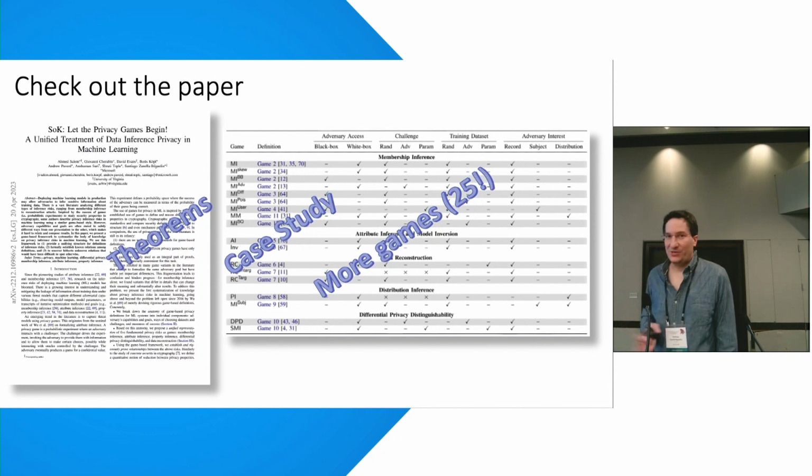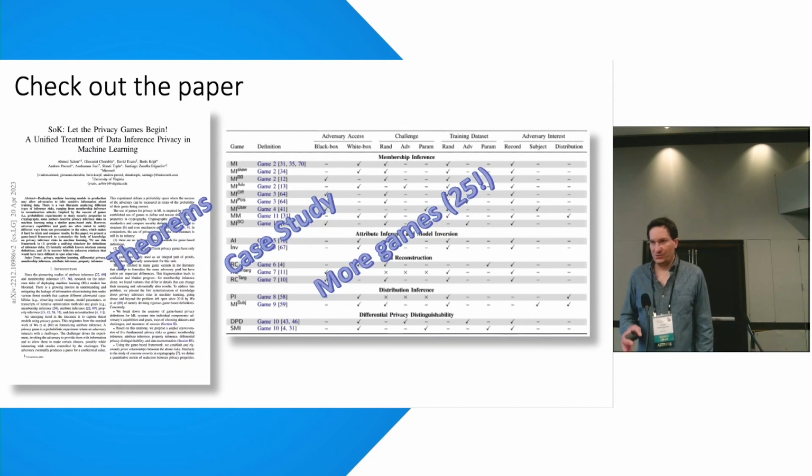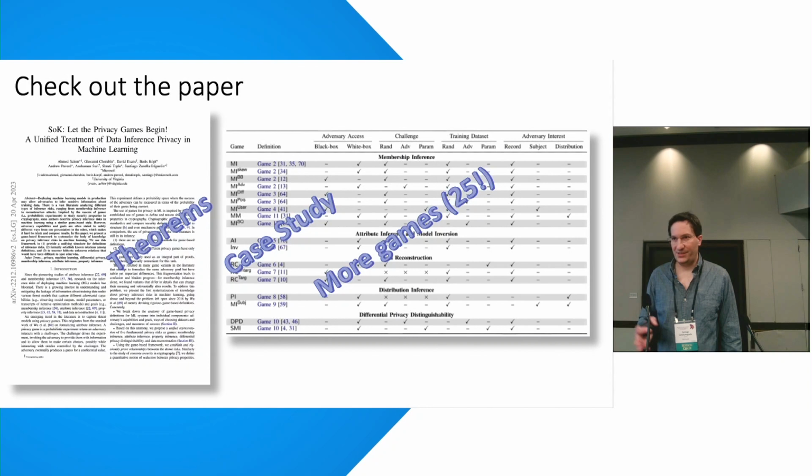So there is no canonical game that you should use to measure privacy of a training pipeline in machine learning. What we do provide you with is a toolbox that you can use to formalize a threat model in your particular scenario. In fact, the next presenter will show you how we put this toolbox to good use by formalizing inference of personal information in training data.